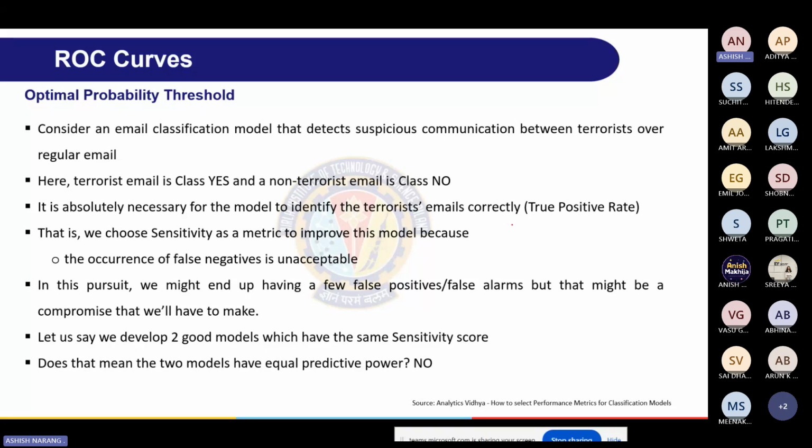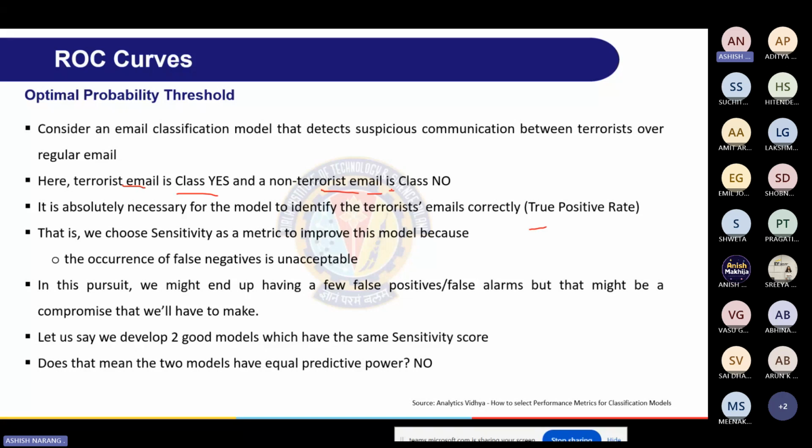Now let's talk about an algorithm that predicts yes or no, let's say the email classification problem which we have discussed earlier. You can consider it as spam or not spam, but here the example is a little bit changed. It's a terrorist email or not. The class is yes for terrorist email, no for non-terrorist email. So basically the model is tracking some secret communication among the terrorists. Looking at some features and attributes of the email, it is classifying it as a terrorist email or not.